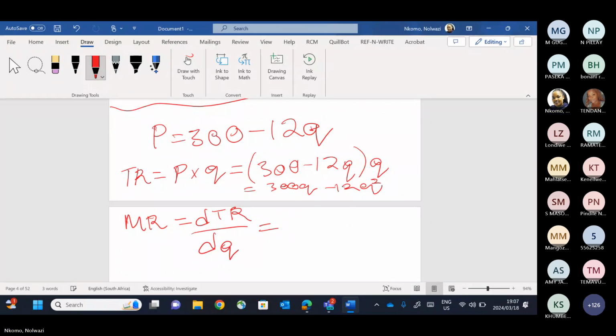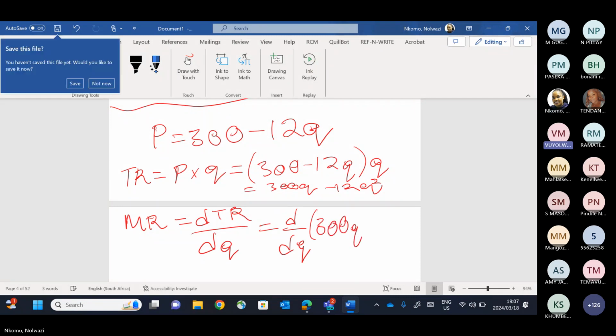Yes, I'm listening. Since you said that AR is equal to P, in this case, are you saying that AR is equal to 300 minus 12Q? Yes. Okay, thank you.